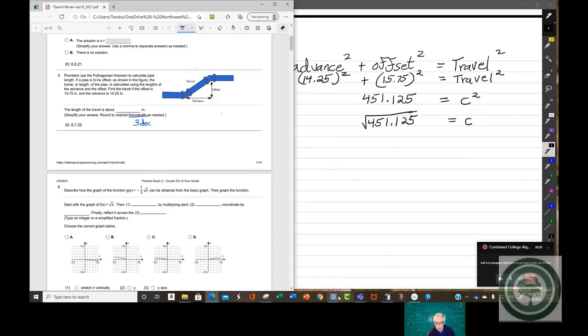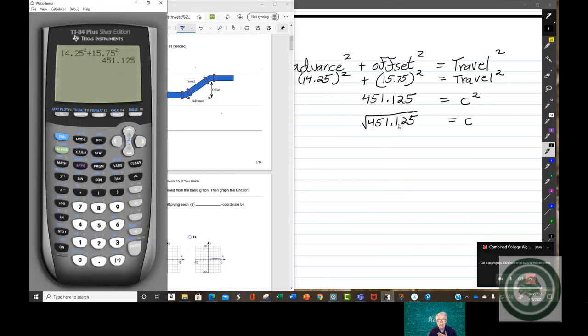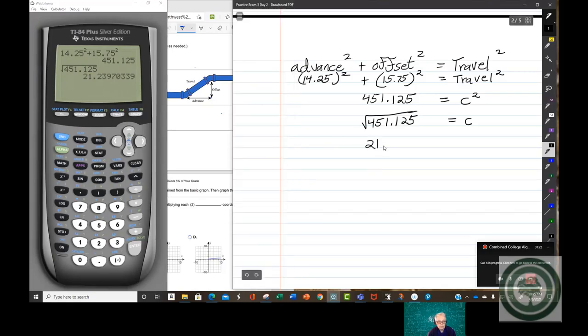Round to the nearest thousandth. That's three decimal places. Okay, so I'm going to take the calculator and find out what the square root of 451.125 is. Second x squared, 451.125. Enter. So I have to round to three decimal places. But look at this. Notice that the fifth decimal place is zero. So I'm going to write down four decimal places initially.